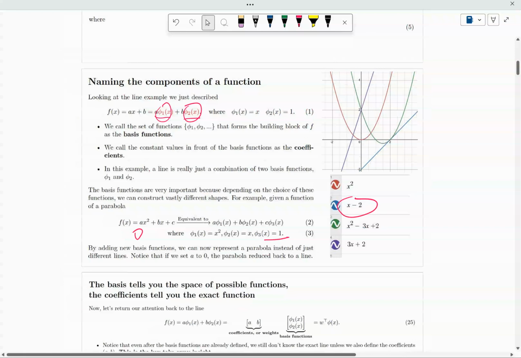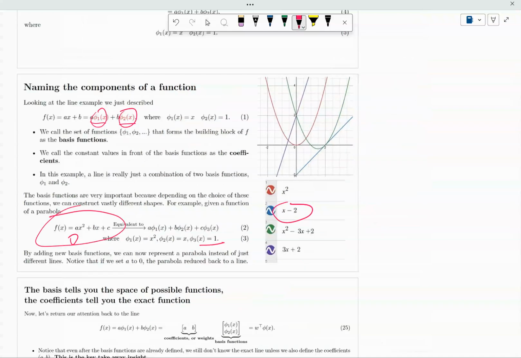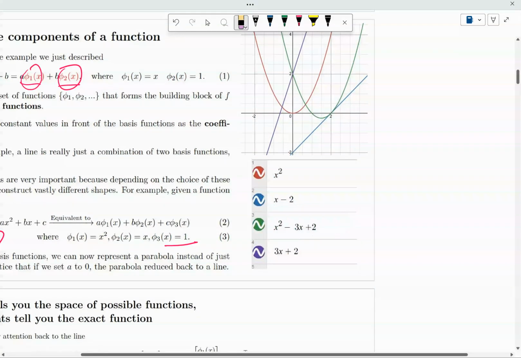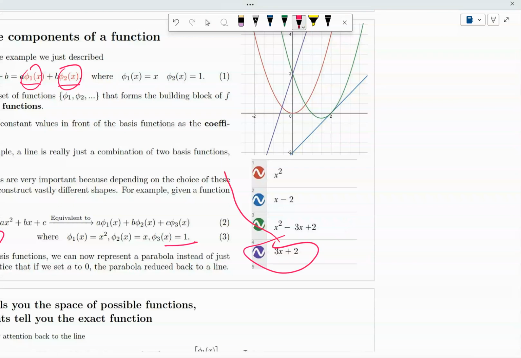So with this function, not only can you represent all the parabolas, you can also represent all the lines. Now over here is another example. The green line over here is another parabola, and over here is another line for purple, right?